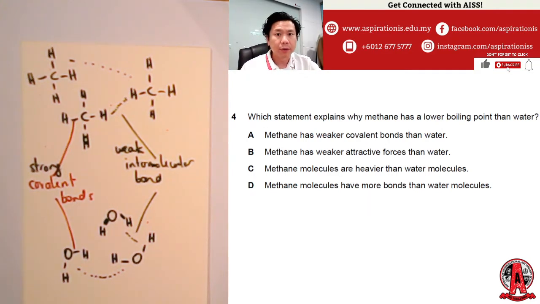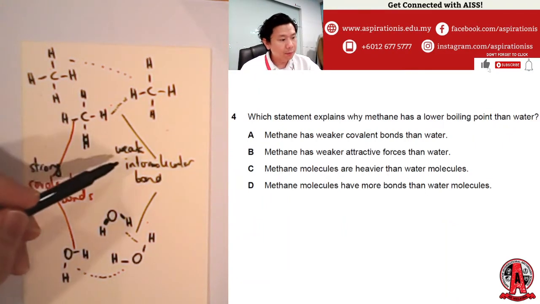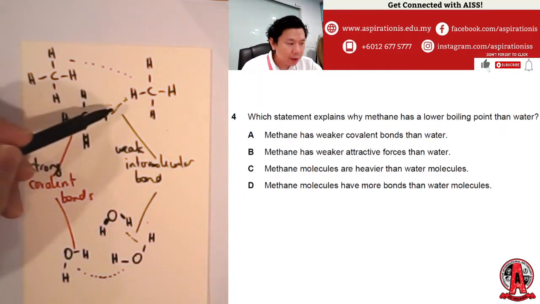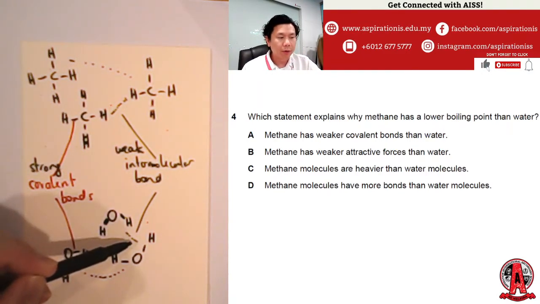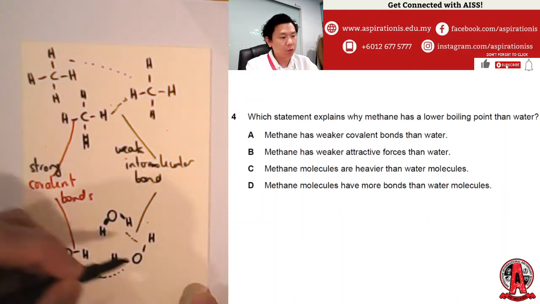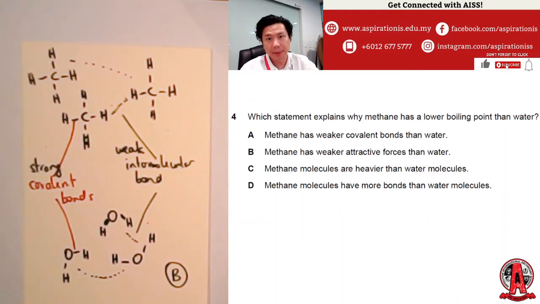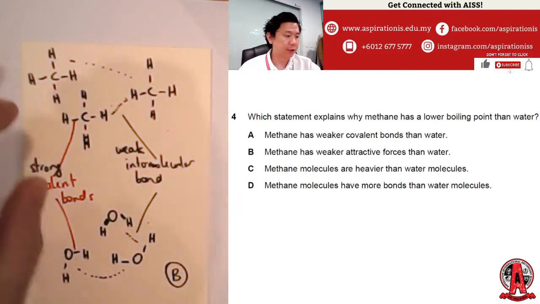Alright? So it's about weaker attractive forces than water. So the intermolecular bond of methane is weaker than the intermolecular bond of water. So the answer to this question is B. So know the difference between covalent bonds and intermolecular bonds. Ask your questions and I will slowly move on to the next question.